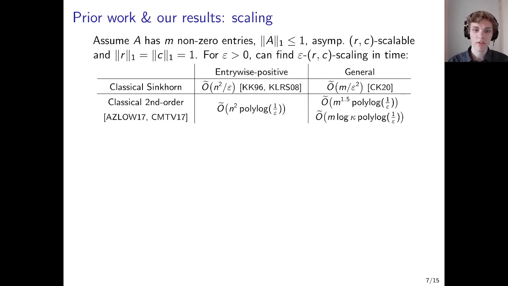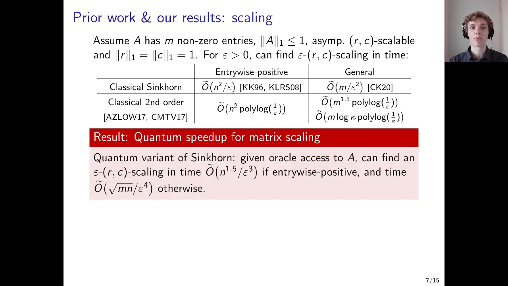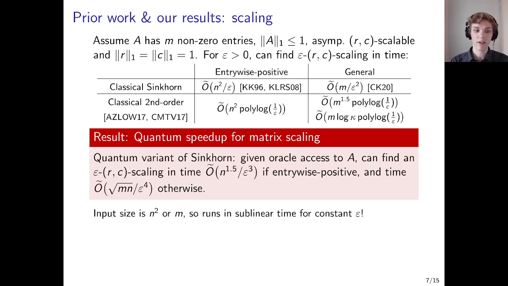Now, what are our results? We prove a quantum speedup for a quantum variant of the Sinkhorn algorithm, namely, given oracle access to our matrix A, we can find an epsilon scaling in time n to the 1.5 over epsilon to the third if the matrix is entrywise positive, and in time square root of mn divided by epsilon to the fourth otherwise. So the thing to note here is that these complexities for constant epsilon are sublinear in the input size, which is n squared or m. So you cannot hope to do this with a classical algorithm.